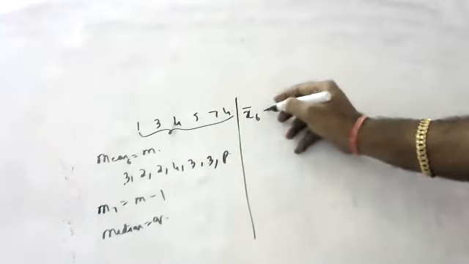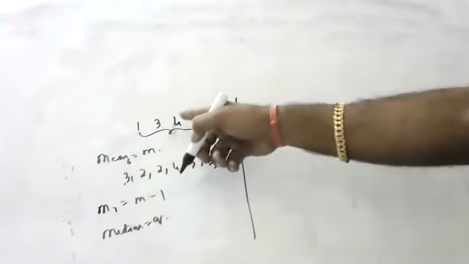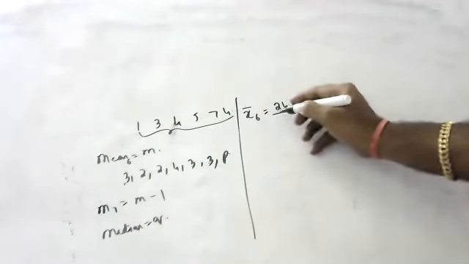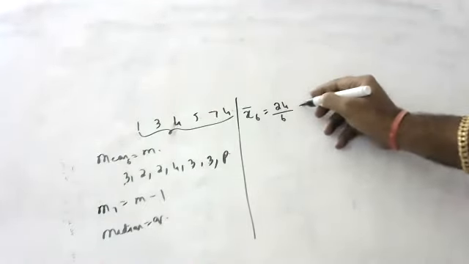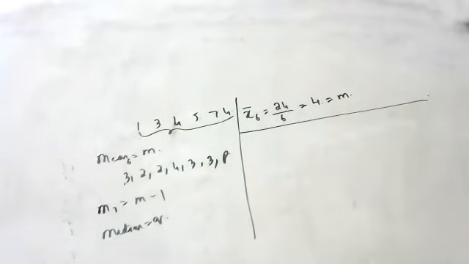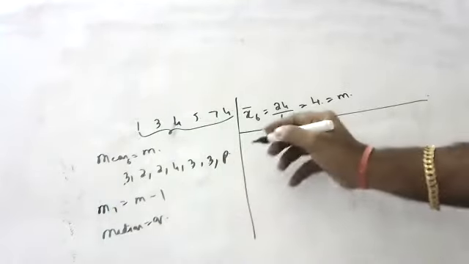Mean of 6 numbers: 1 plus 3 is 4, 4 plus 4 is 8, 8 plus 5 is 13, 13 plus 7 is 20, plus 4 is 24. 24 divided by 6 is 4. This is M. Okay, and mean of 7 terms.